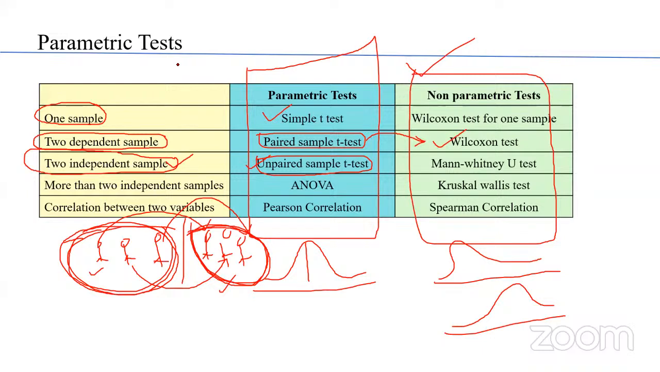Yes, sir. Now a student may get a doubt: if you're trying to compare 2 samples, either dependent or independent, fine. Suppose I want to compare 3 groups or 4 groups, then what is the tool available? For that we use something called ANOVA, analysis of variance, which tells about mean differences of more than 2 or 3 groups. Okay, 4 groups, 5 groups, 6 groups, something like that.